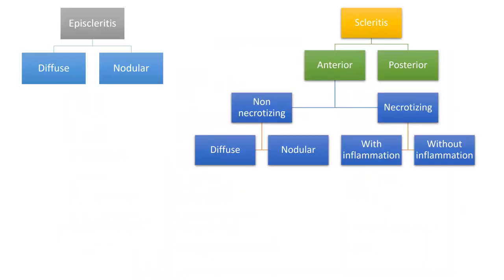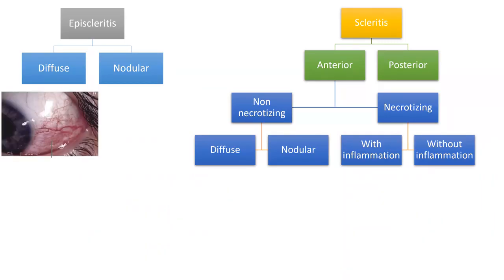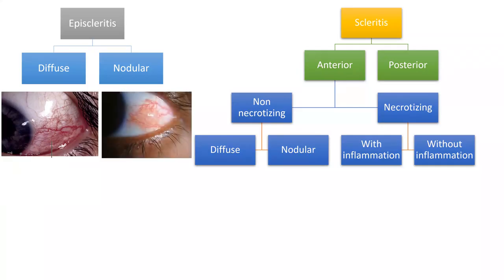So to summarize, we have episcleritis and scleritis. Episcleritis can be either diffuse, you can see this is the diffuse episcleritis, and this is the nodular episcleritis. You can see that the nodular episcleritis doesn't have to be reddish. The nodule itself is not reddish. It can sometimes be yellowish, can sometimes be purple, depending on the dilatation of the underlying blood vessels.